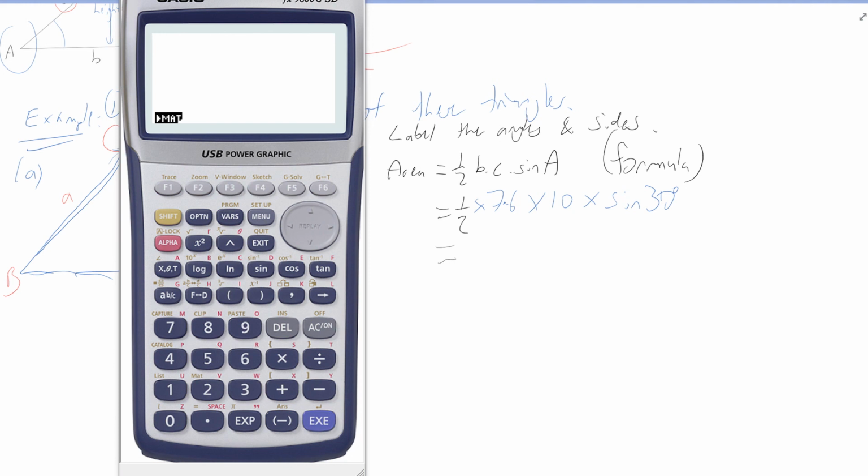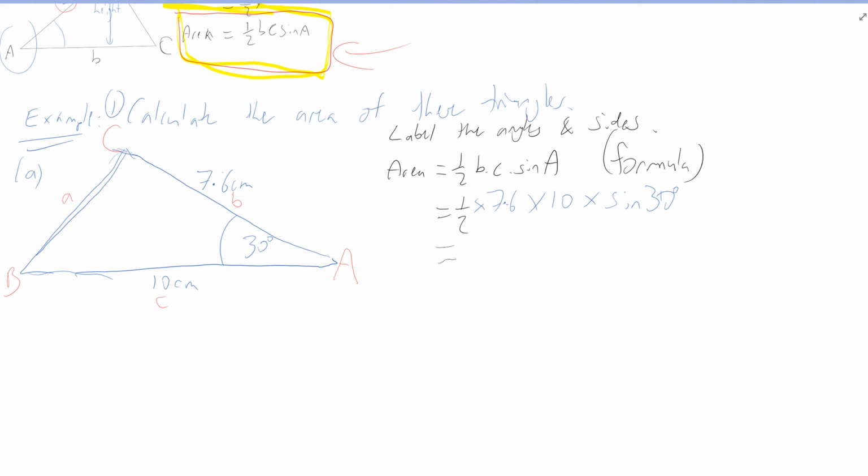Whoops. So we go 0.5 times 7.6 times 10 times sine of 30, and 19 centimeters squared is our answer.